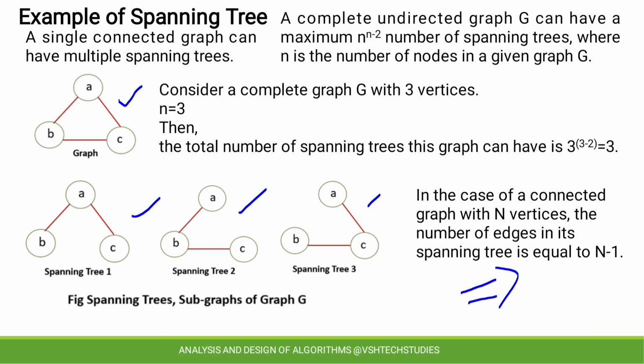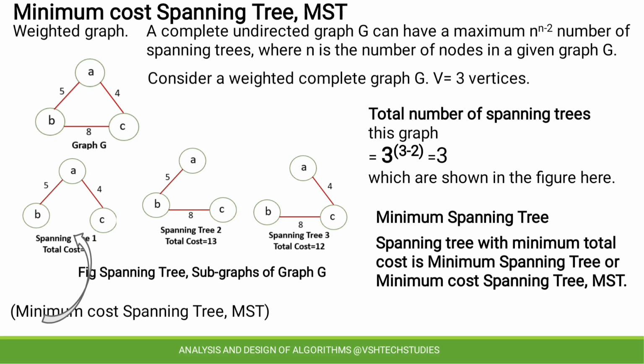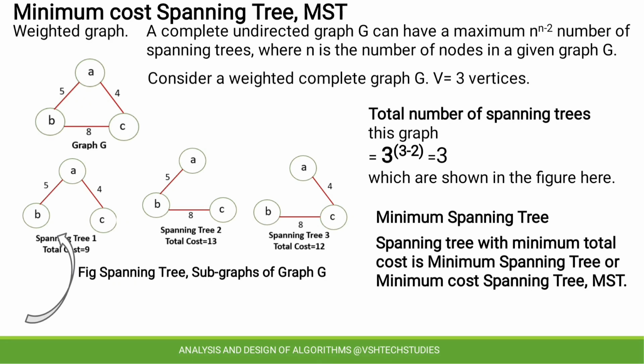So next we shall see what is minimum cost spanning tree or minimum spanning tree, that is MST. Okay. To understand what a minimum cost spanning tree is, we'll have to consider a weighted graph. So let us take this example, the same example we have discussed so far. Then the possible number of spanning trees is 3. 1, 2, 3. So what is a minimum spanning tree or minimum cost spanning tree? It states that the spanning tree with minimal total cost is called the minimum spanning tree or minimum cost spanning tree, that is MST.